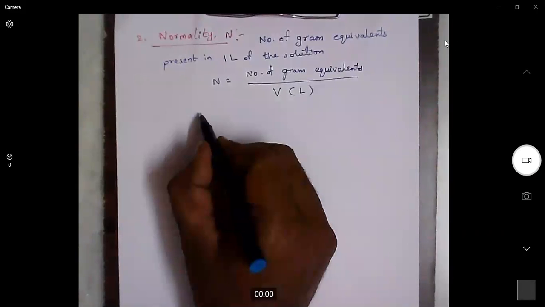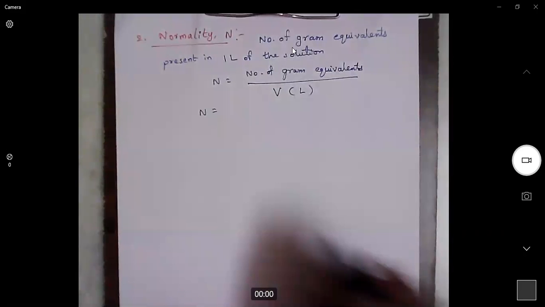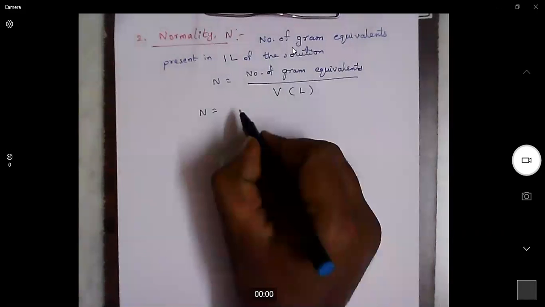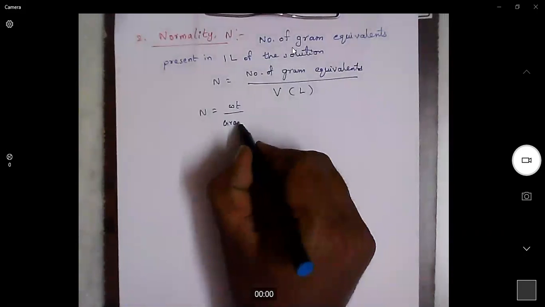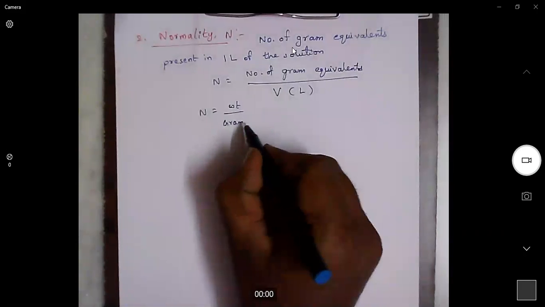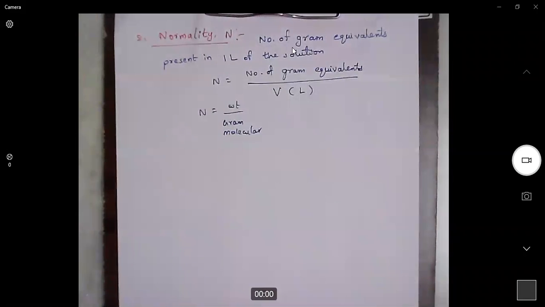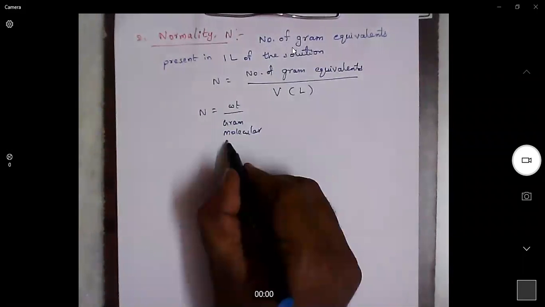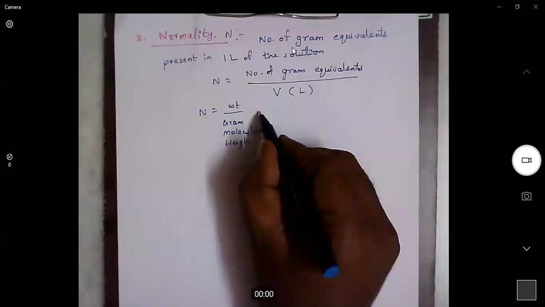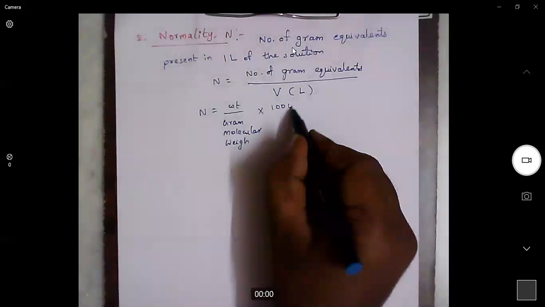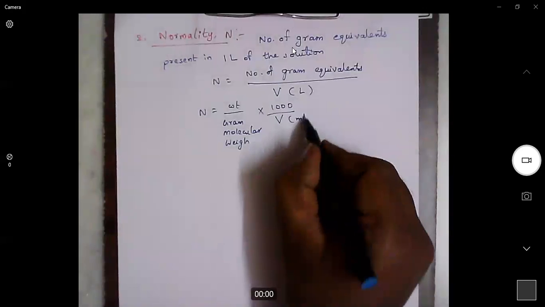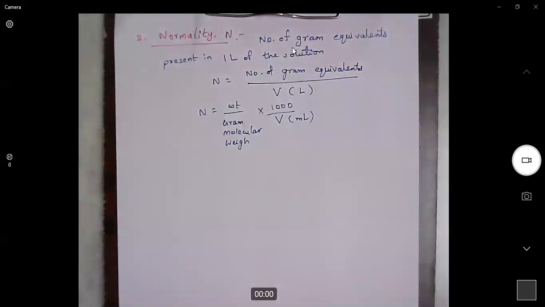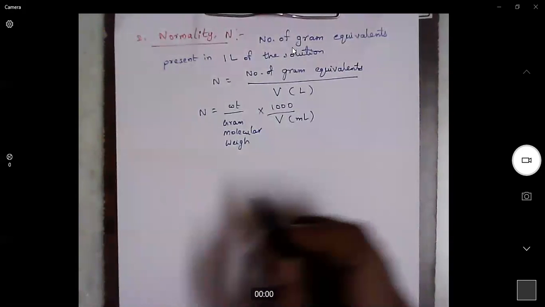What are the number of gram equivalents? The number of gram equivalents is given by weight by gram molecular weight, and V, of course, we are converting it into 1000 by V in ml. Normality is equal to weight by gram molecular weight into 1000 by V in ml.